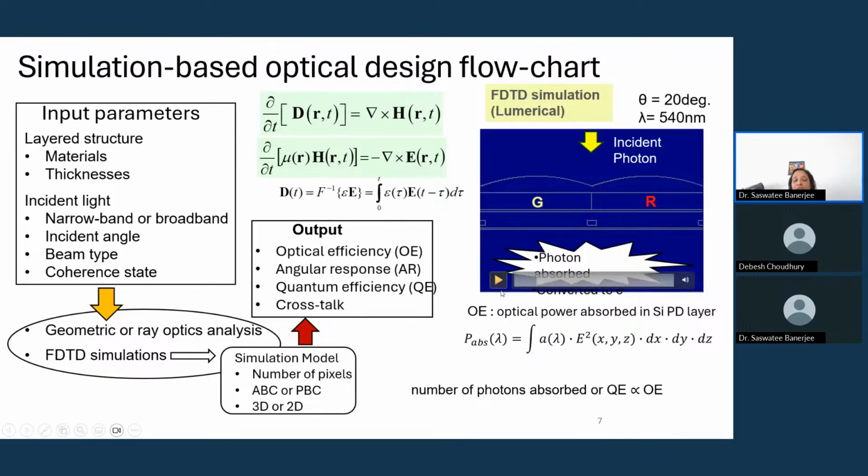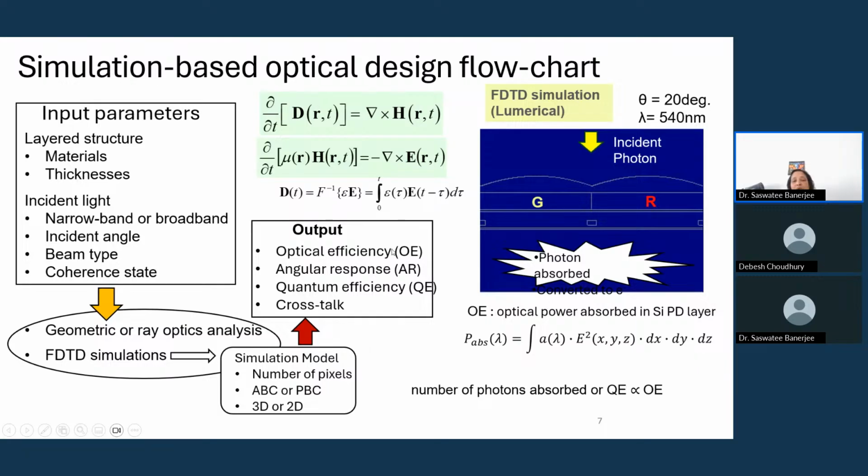So that using that, you can calculate the power that is absorbed. And then the number of photons, when you are trying to convert it to the quantum efficiency, so the quantum efficiency will be proportional to the optical efficiency. That is the amount of power, light that is absorbed.